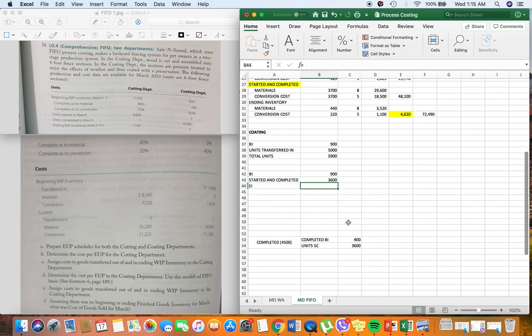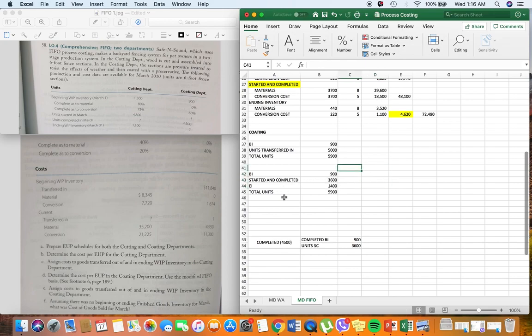Okay? So, the ending inventory, syempre, we can always compute. Diba? Since we know how many units are there to account for, we just have to get the difference. So, we have 5,900 minus the units started and completed, minus the units in the beginning inventory. So we have 1,400 units in our ending inventory. So let me check kung tama. O yan, okay naman. Okay?